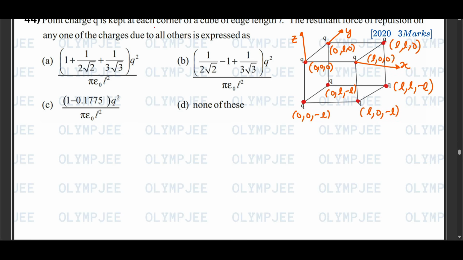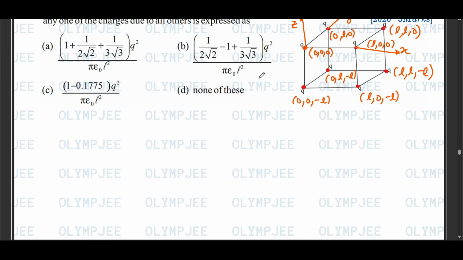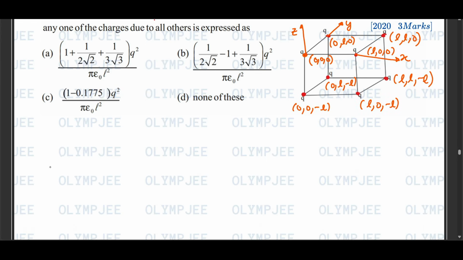So these are the coordinates of all the 8 charges. Now let us write the force due to each charge on this charge, which we took as origin. So it will become kq square by L cube multiplied by this vector. This is due to this charge.